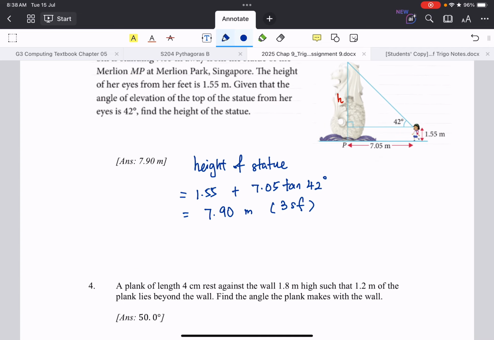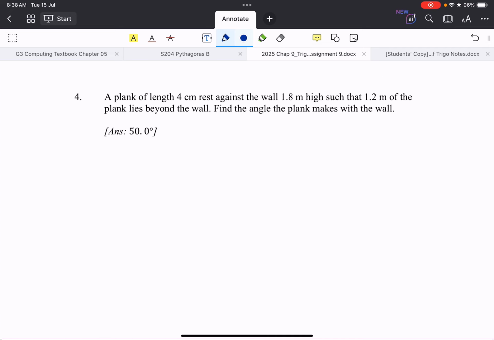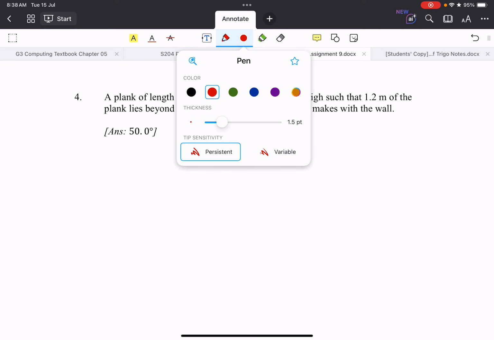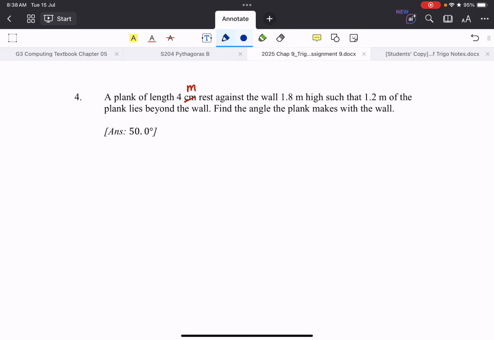Okay, next, a plank of 4 centimeters rests against the wall, 1.8 meters high, such that 1.2 meters of the plank lies beyond the wall. I believe that there's a typo in this question. I don't think the plank is 4 centimeters. It should be 4 meters. So let's amend that.